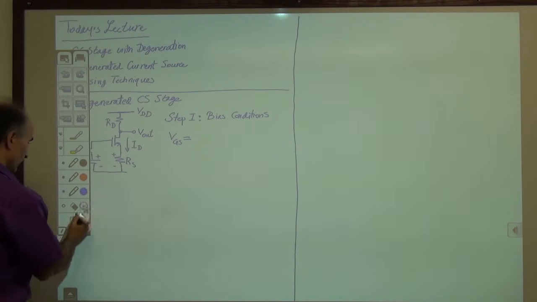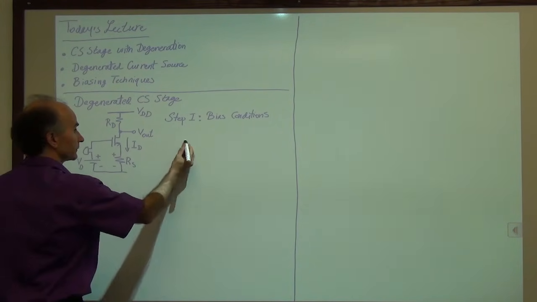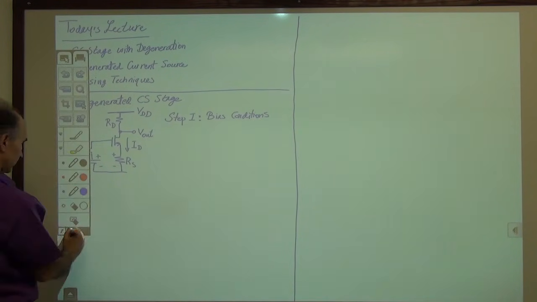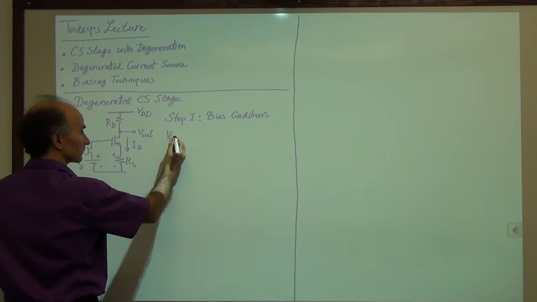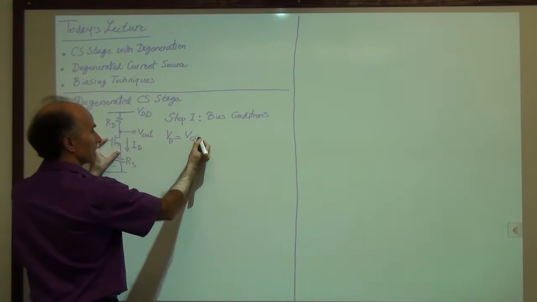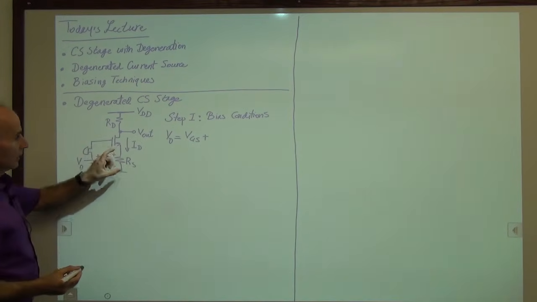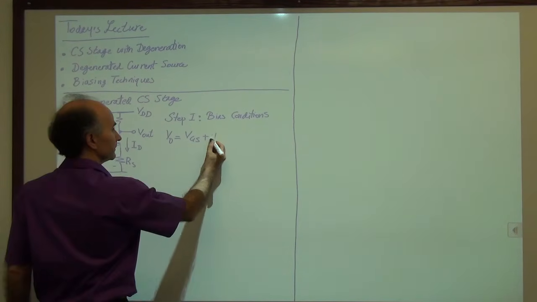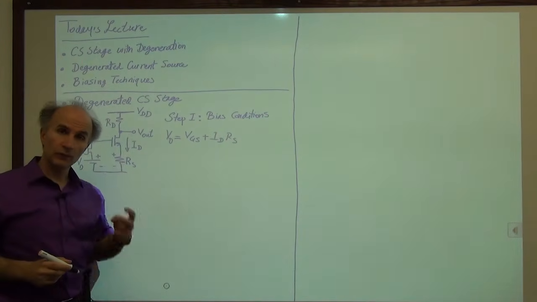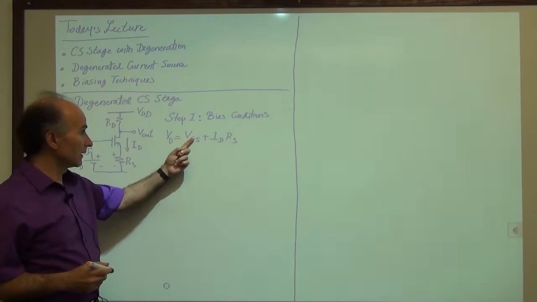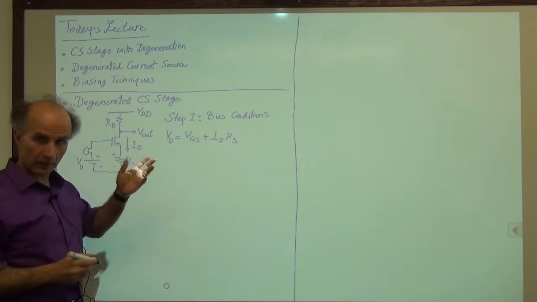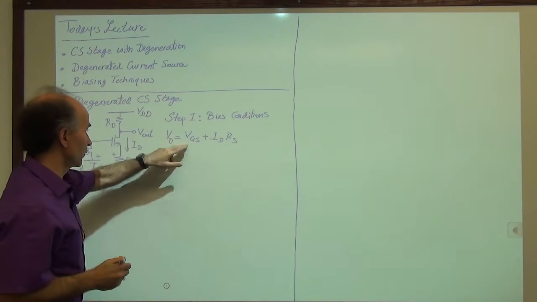Therefore, the KVL gives me V0, this voltage, is equal to this voltage, VGS, plus this voltage, ID times RS. In this equation, we have two unknowns, VGS and ID. Right, V0 is known, is the battery we have connected, RS is known, everything, so it's just ID and VGS.